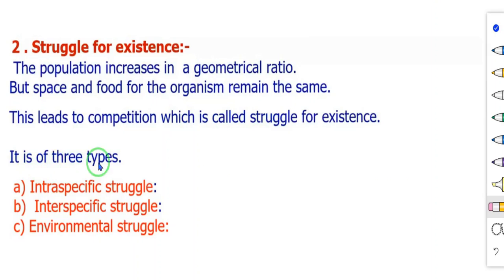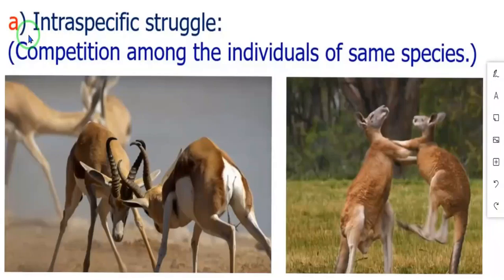It is of 3 types. 3 types of struggle for existence are there. That is intraspecific struggle, interspecific struggle, and environmental struggle. First one is intraspecific struggle.